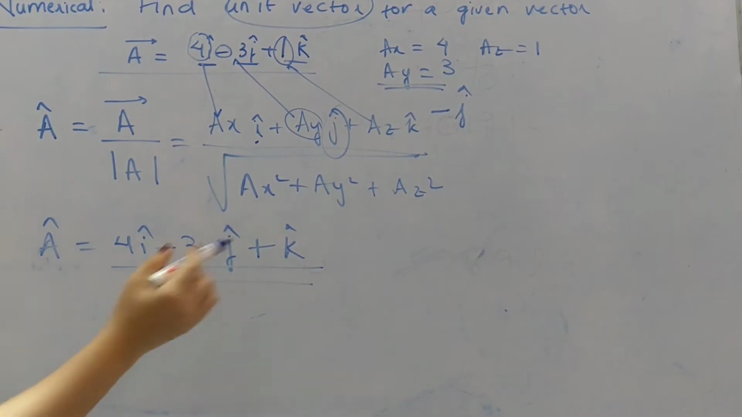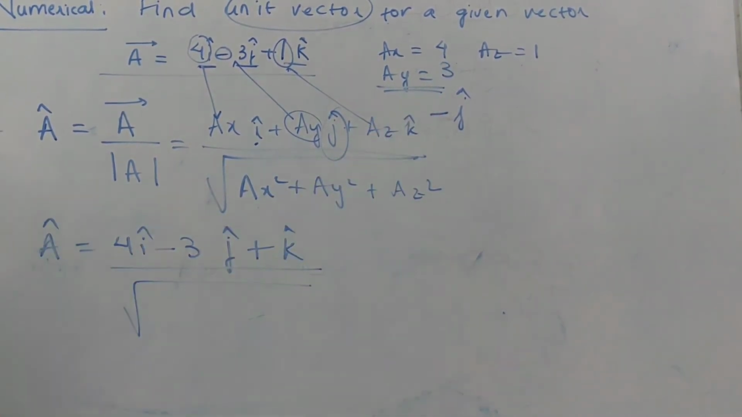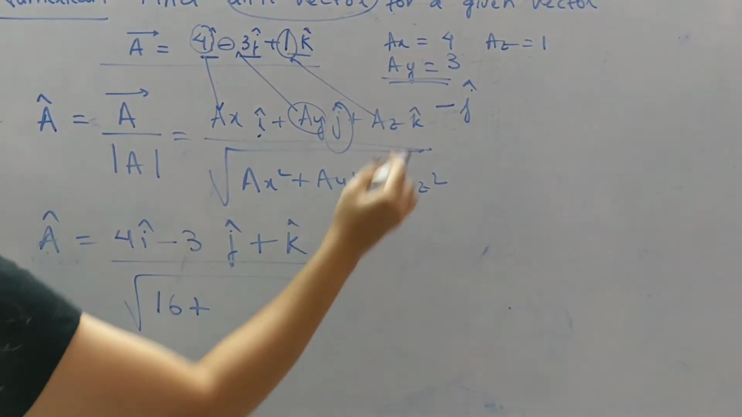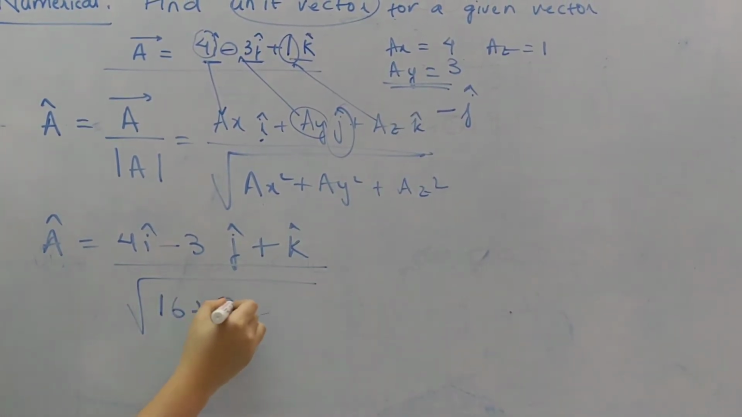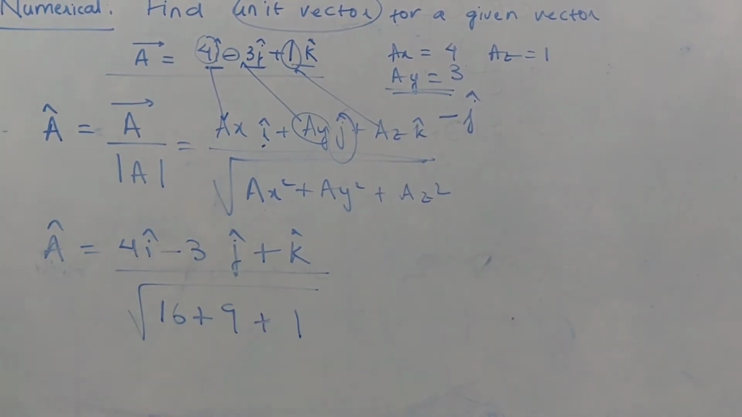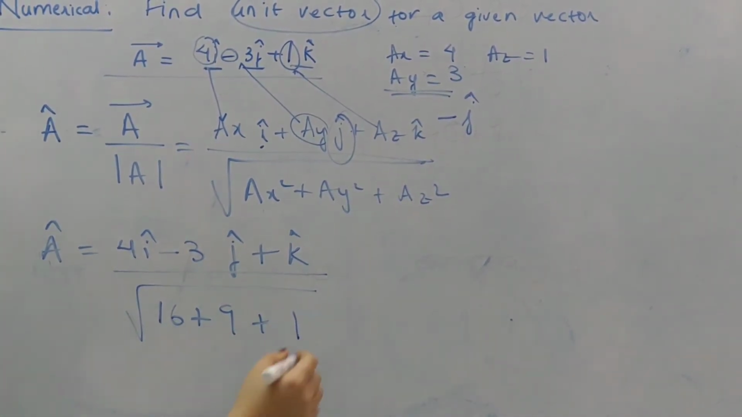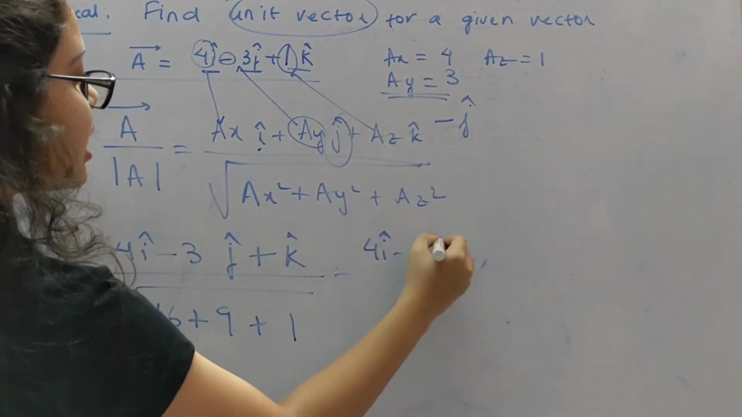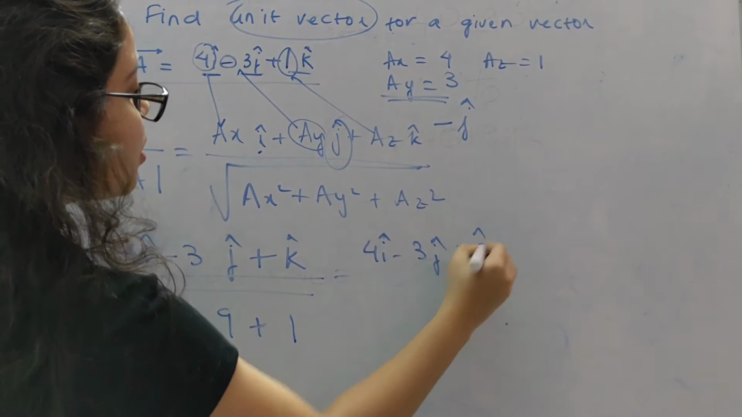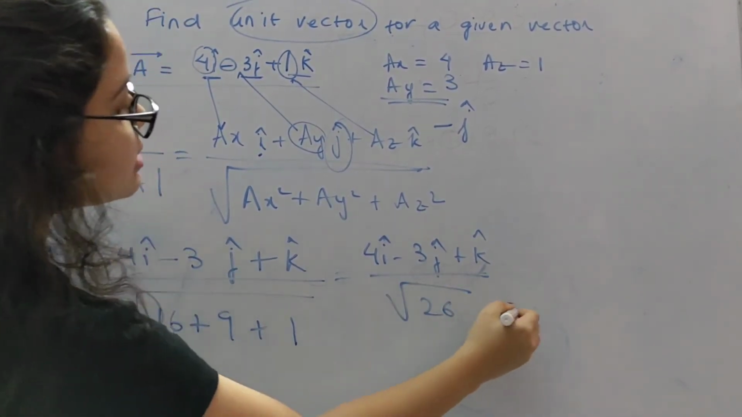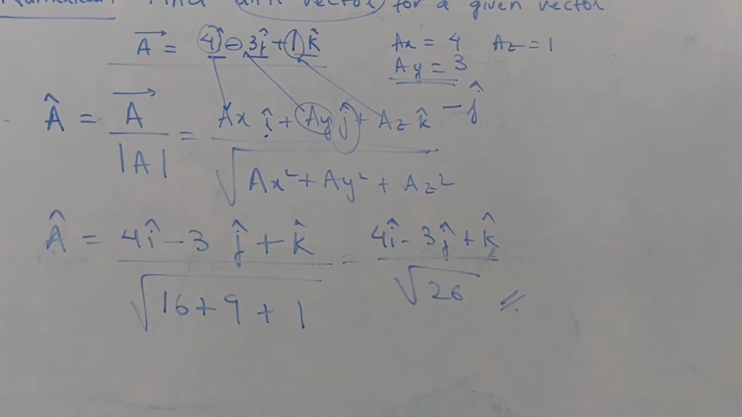By root of, what is ax square? Ax is 4, so ax square is 16. Plus, what is ay square? Ay is 3, so it is 9. Plus az is 1, so az square is 1 only. This is 25 plus 1 is 26. So 4 i cap minus 3 j cap plus k cap whole by root 26. This is your answer. This is the unit vector.